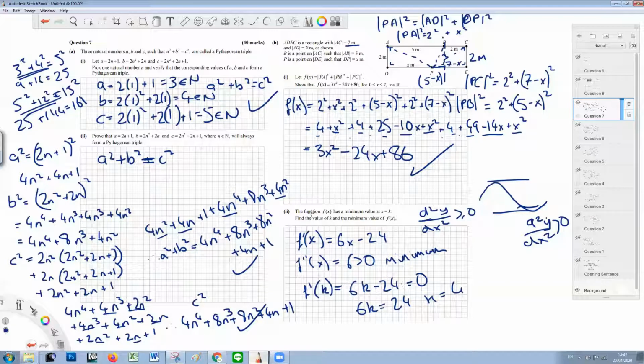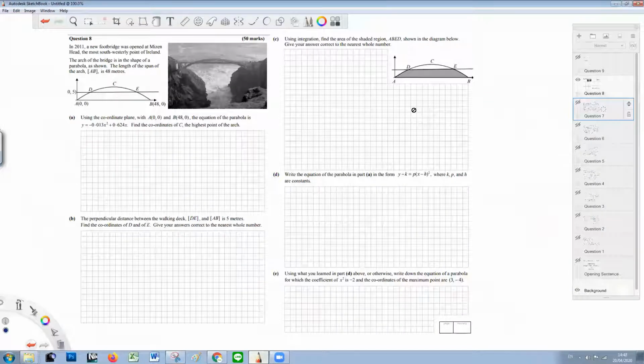And then it said find the value of k and the minimum value of f of x. So I found my value of k, and then I just basically sub it back into this. So if x was equal to k, that's going to be 3 times 4 squared minus 24 times 4 plus 86, and that is going to become 38. So 38 is your minimum value of f of x. I hope that's clear. Moving swiftly along to the last 2 questions.